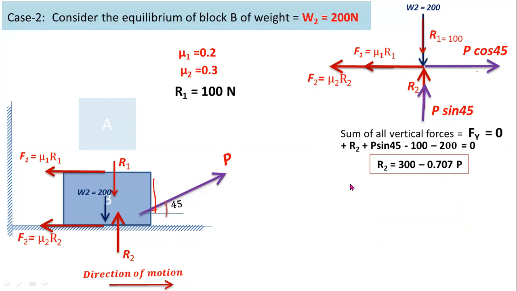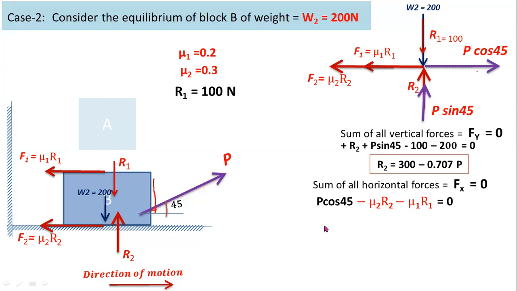Now resolve all the forces along the horizontal axis. These are the forces that lie on the x axis. For right side direction, you have to consider positive sign. For left side direction, you have to consider negative sign. So P cos 45 minus mu2 R2 minus mu1 R1 equal to 0. Substitute the values mu1 equal to 0.2, R1 equal to 100, mu2 equal to 0.3, R2 equal to 300 minus 0.707 into P.